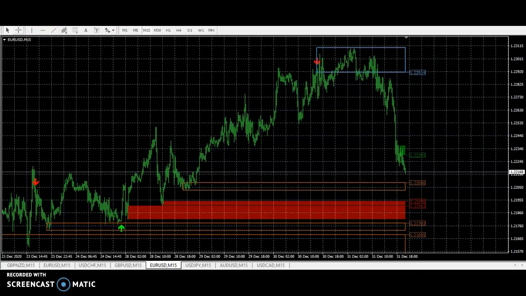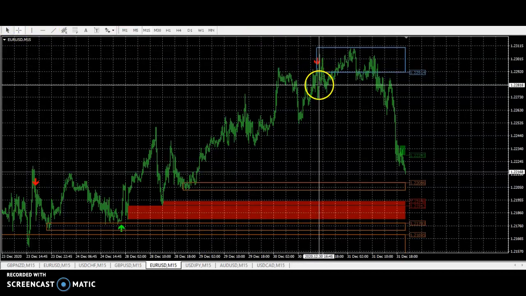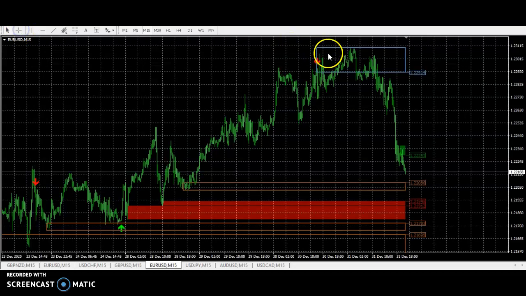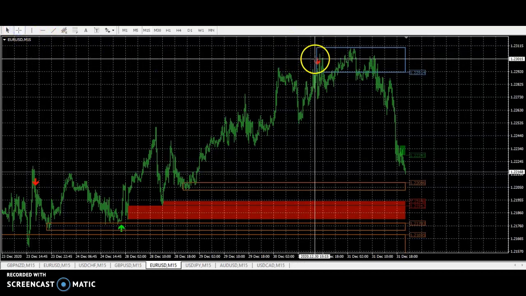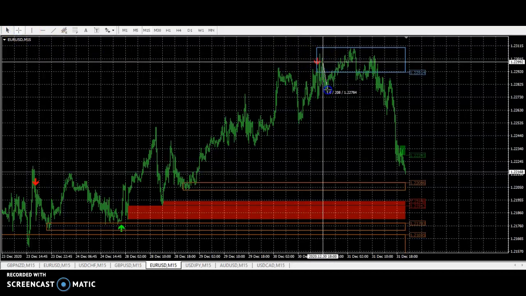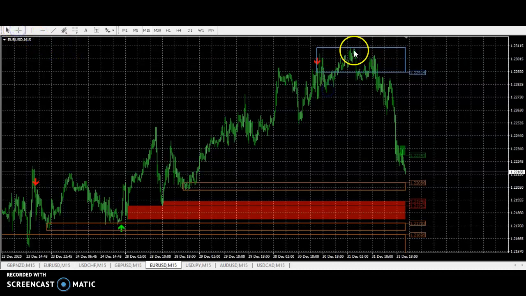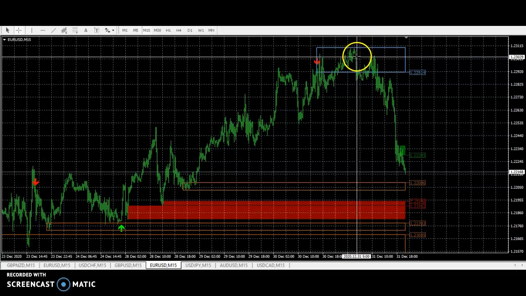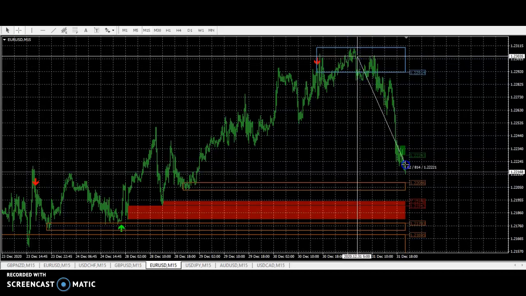Euro USD, see here, it has given a pullback, so we will not enter the trade. Once it goes inside the support or resistance area, we will enter it. See here, I will explain to you. See here, 20 pips. Even though it has not closed, it has not broken the resistance. So if you enter here also, here 15 pips. See here, 81 pips.